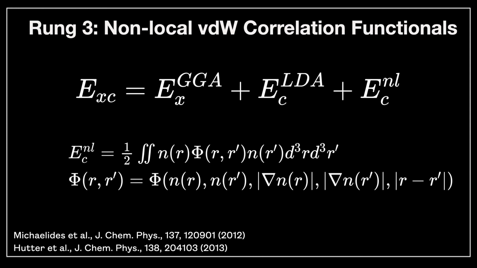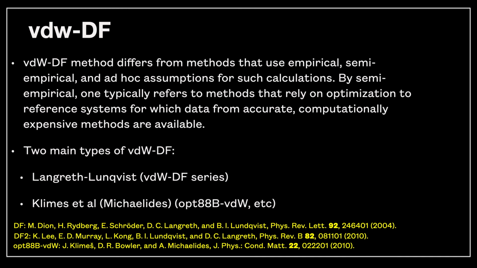So these become very computationally challenging. These are difficult, but these are based on fundamental physics, so it's more theoretical and closer to ab initio, if you will, because it's using fewer parameters and fewer fitting functions. So these are usually called rung number 3 of our Jacob's ladder for van der Waals interactions, called van der Waals DF.